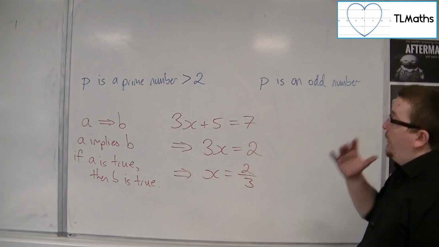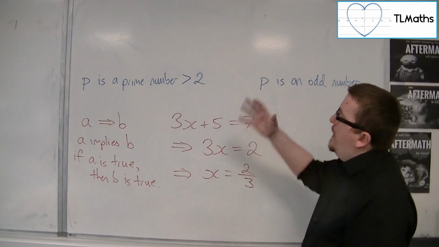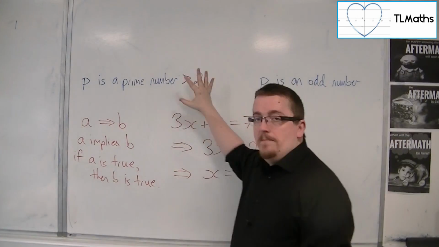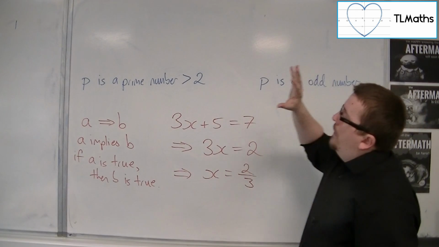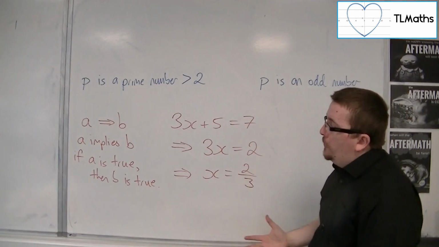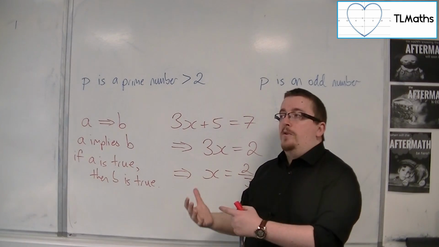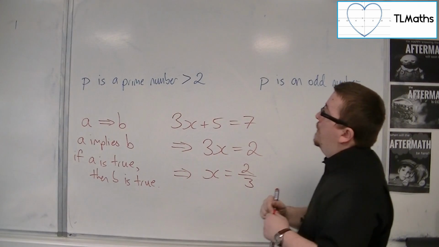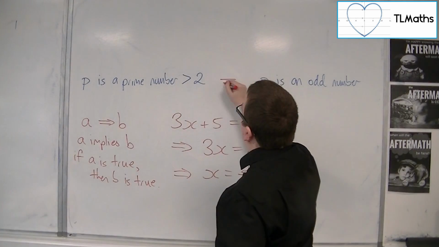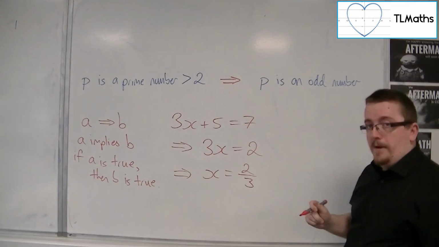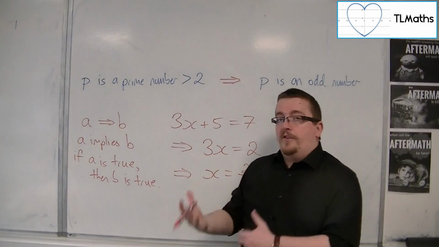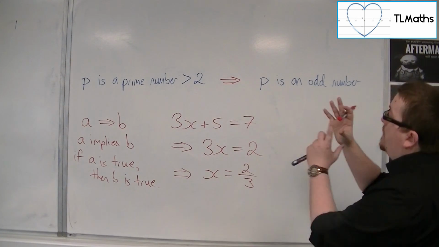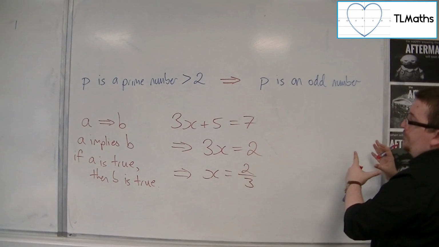As another example, if we had an A and a B like this, so we've got two statements: P is a prime number greater than 2, so P would be something like 3 or 5 or 7 or 11 or 13. That must mean that P will always be an odd number. All those numbers that I read out are odd numbers. So if P is a prime number greater than 2, then that implies that P is an odd number.